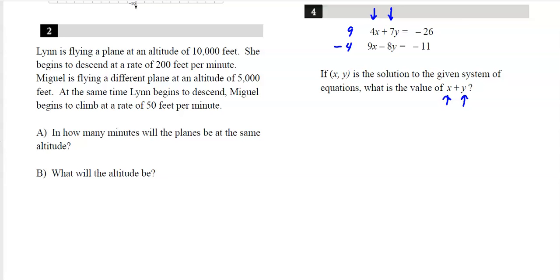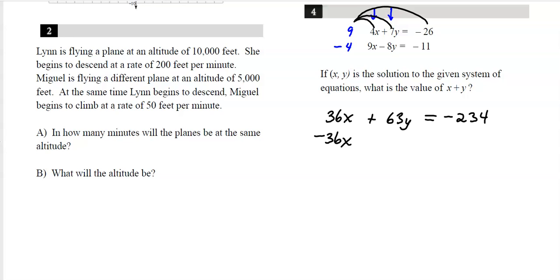So what I'm going to get, on the top row, I'm going to have 36x added to 63y. Remember, I'm just distributing, just multiplying across. And that's 180 and 54, which would be negative 234. Bottom row, I get my opposite, sweet, negative 36x plus 32y equals, that'd be 44.